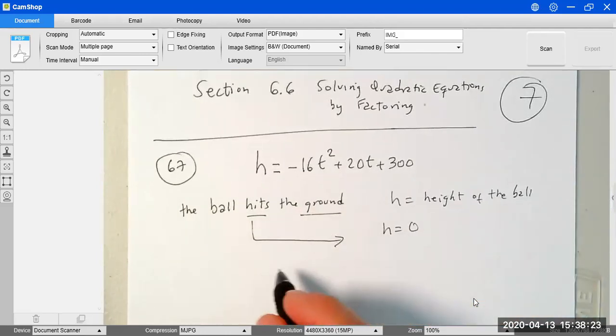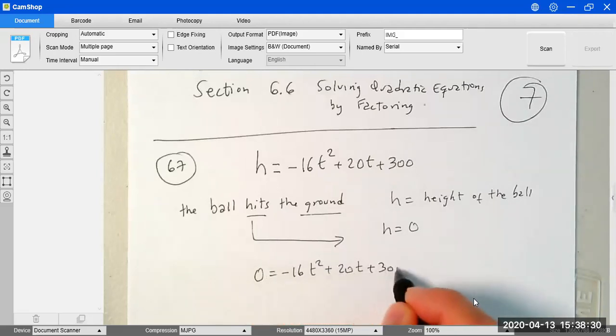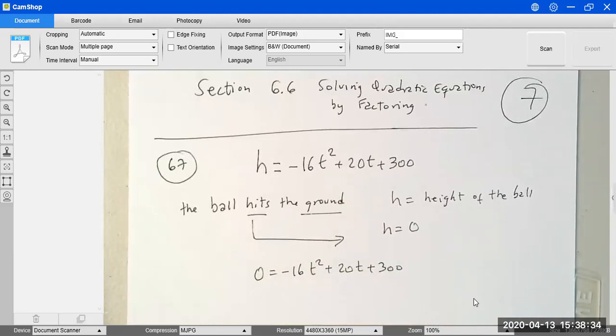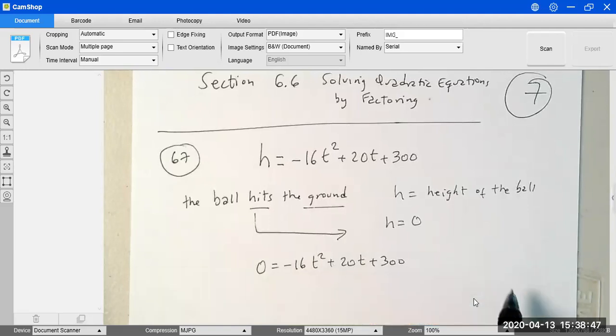So the problem that we're going to solve is 0 equals negative 16t squared plus 20t plus 300. That is the problem that we're going to solve now. We're going to factor the quadratic equation first to be able to find the solution. So first you look for a greatest common factor.